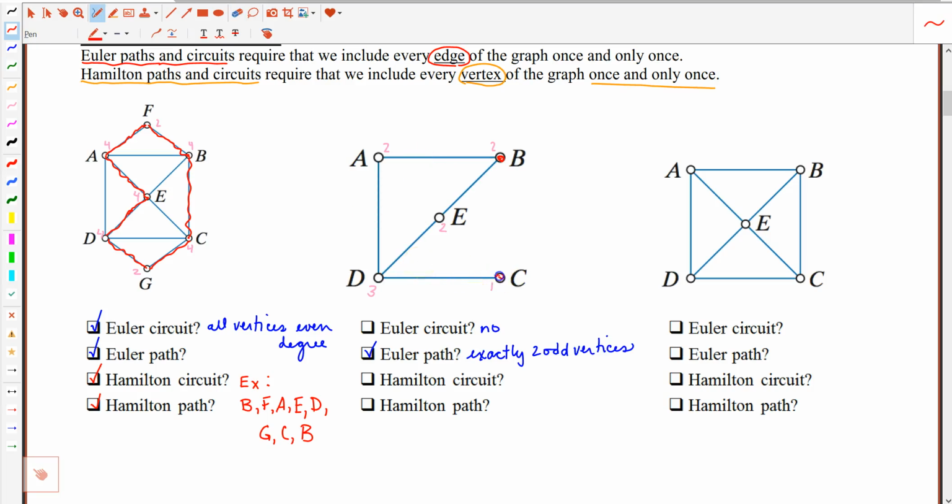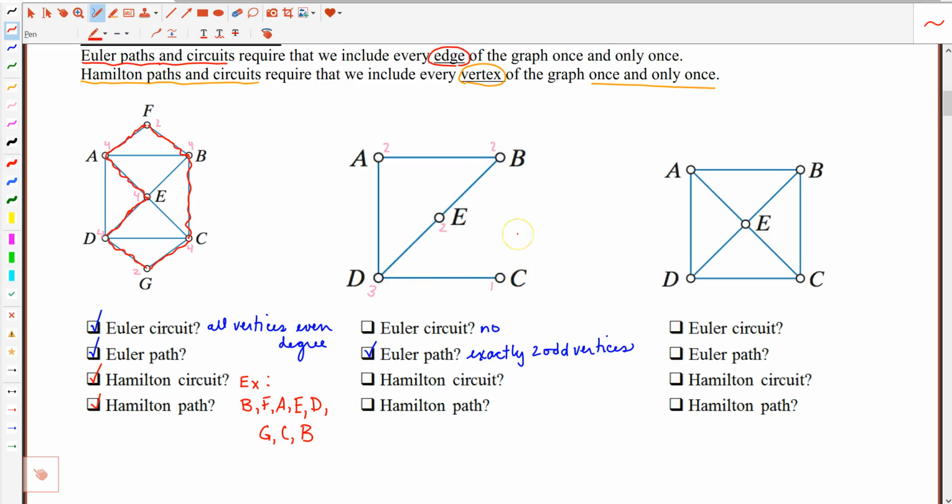Maybe I'll start out here at this vertex. Well, there's going to be a problem. Remember, for a circuit, you have to be able to come back to that starting vertex. If I start here at C, and I go to D, then A, then B, then E, I've got to come back to C. And the only way I can get back to C is to go through D, and I've already been there. So that's not going to work.